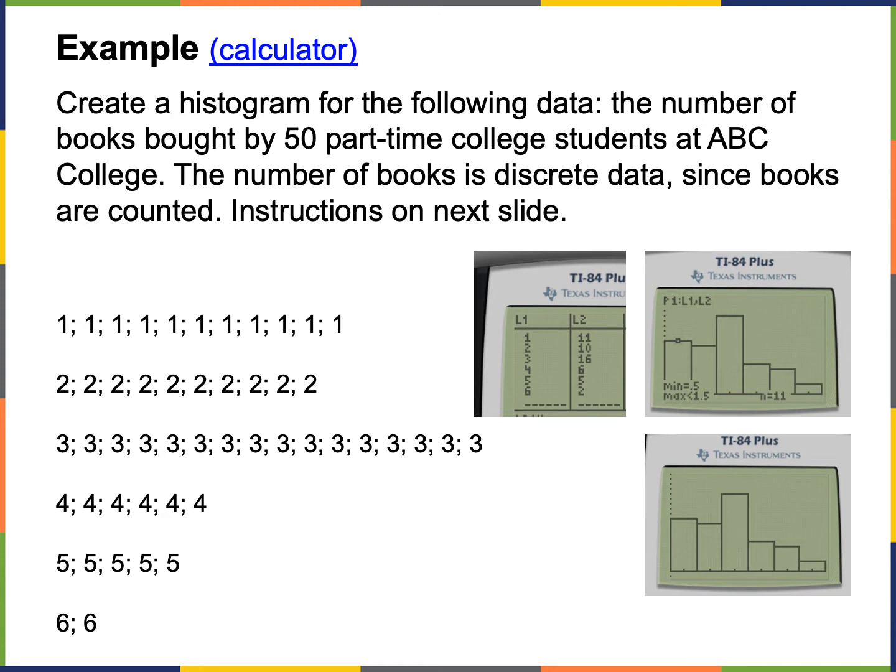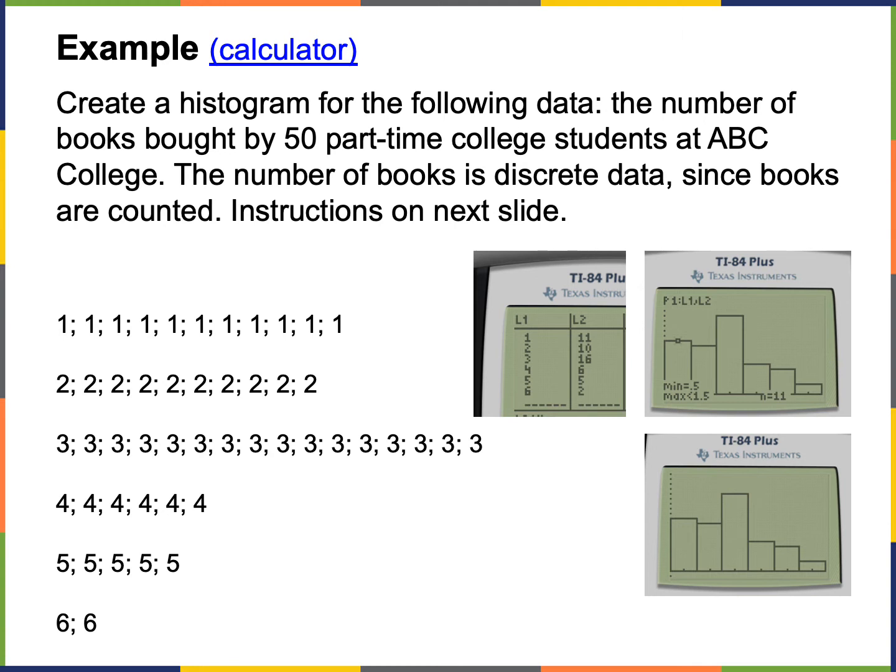Okay, so here we have the following data, right? Let's say we have the number of books bought by 50 college students. So here are the books. We have this many 1s, this many 2s, this many 3s, this many 4s, this many 5s, and we have 2 6s. Okay, so we're going to enter it into L1 and L2. L1 is the data value, which is 1 through 6, and L2 is the number of times that it occurs: 11, 10, 16 times, 6 times, 5 times, and 2 times.